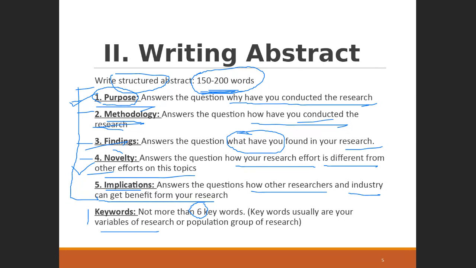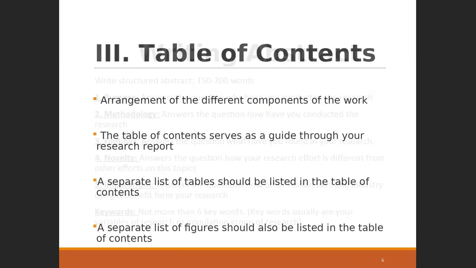So the most important words in your research report, which are your variables, your research strategy, or your population groups, are the keywords which you can write. But remember that the limit of keywords is six only. You should not have more than six keywords. Okay, so after writing the abstract, the table of contents follows immediately.